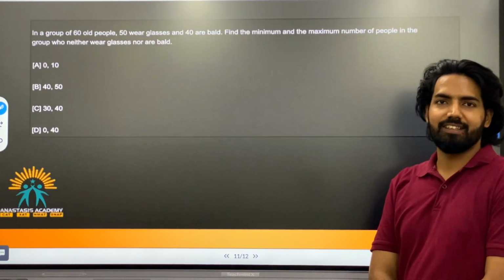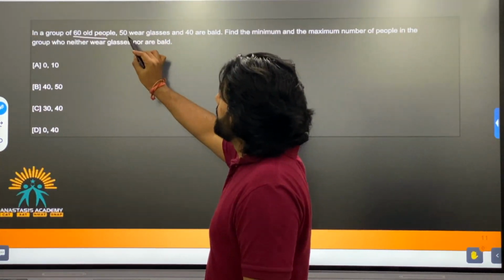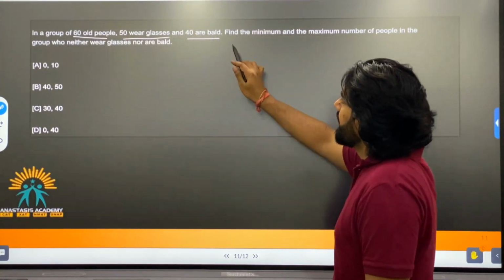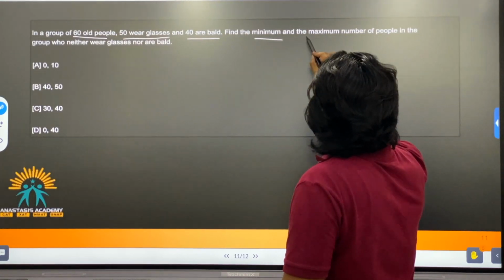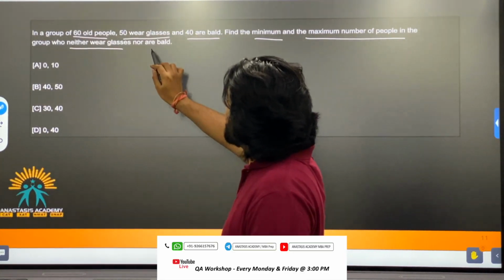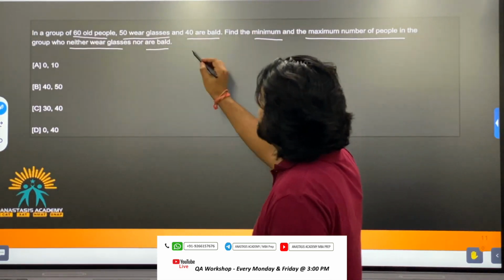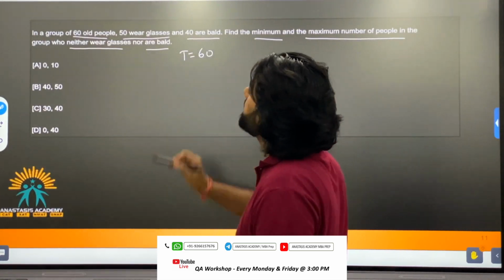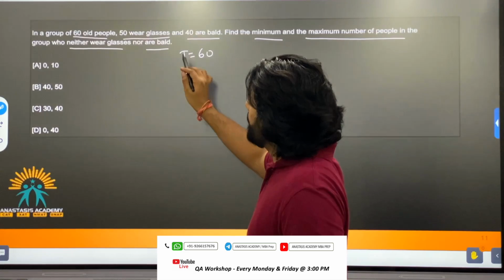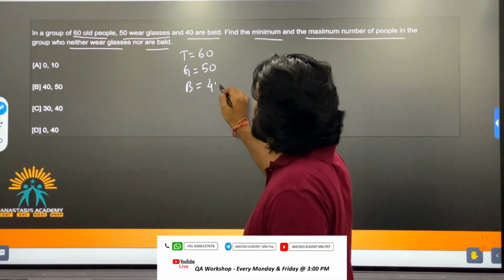Let's solve this question. In a group of 60 old people, 50 wear glasses and 40 are bald. Find the minimum and maximum number of people in the group who neither wear glasses nor are bald. So it is given that there are a total of 60 people, out of which people who wear glasses are 50 and people who are bald are 40.